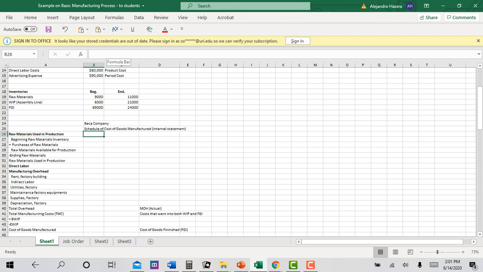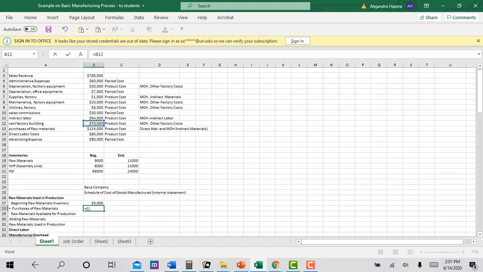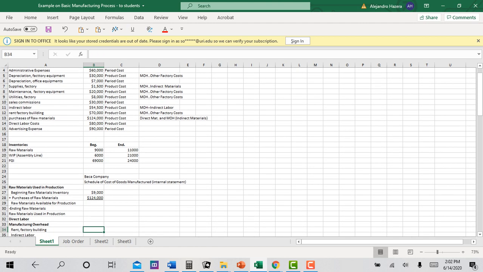Remember that raw materials are in inventory. So we want to calculate the cost of raw materials that we placed into production. We're going to start by taking the beginning raw materials inventory. To that, we're going to add our purchases of raw materials, which are up here. We have a little schedule up here, and our purchases of raw materials are $124,000. My computer's freezing.